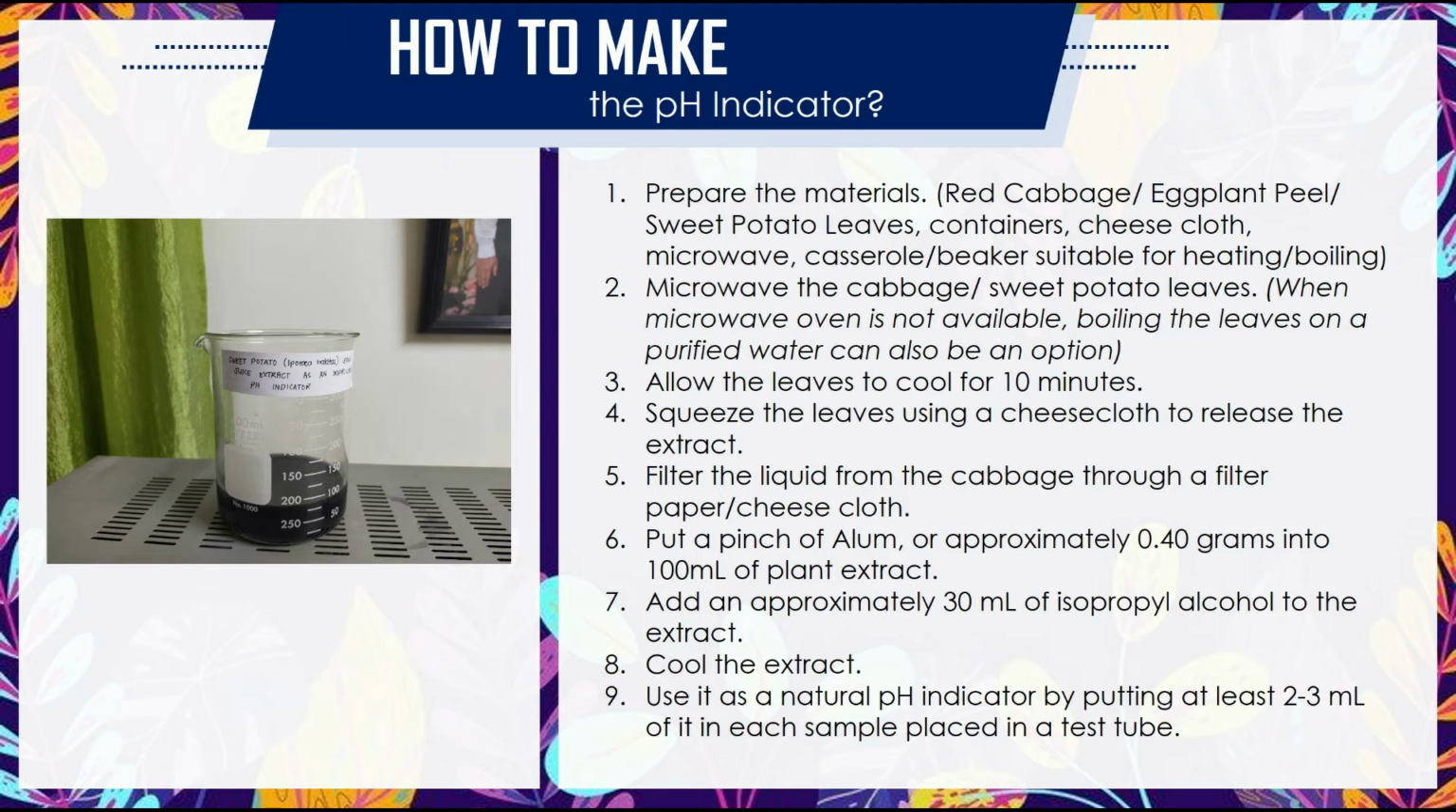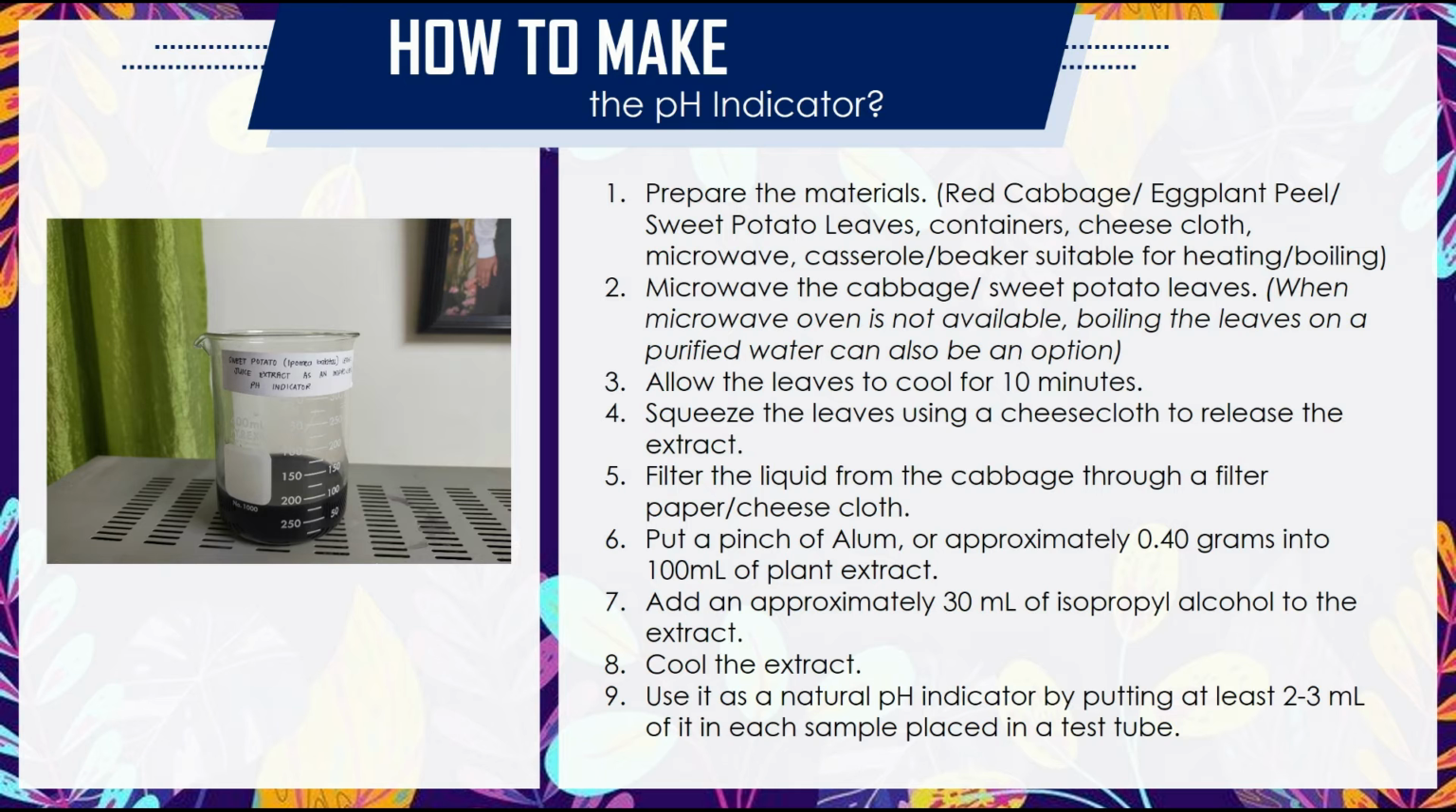How to make the natural pH indicator. 1. Prepare the materials. Red cabbage, Brassica oleracea var. capitata f. rubra, eggplant peel, Solanum melongena, sweet potato leaves, Ipomoea batatas, containers, cheesecloth, microwave, casserole or beaker suitable for heating and boiling.